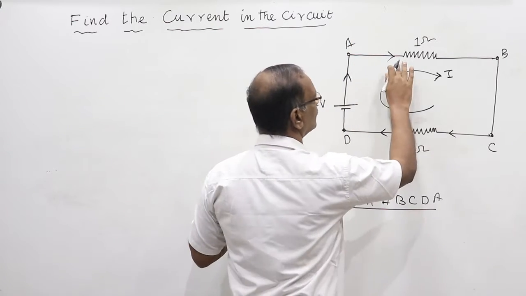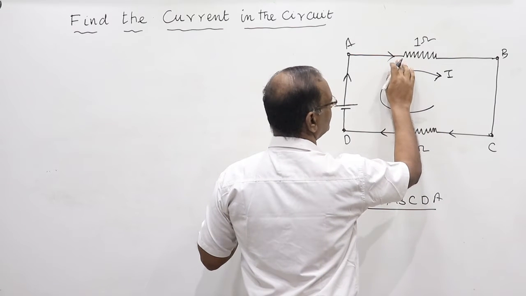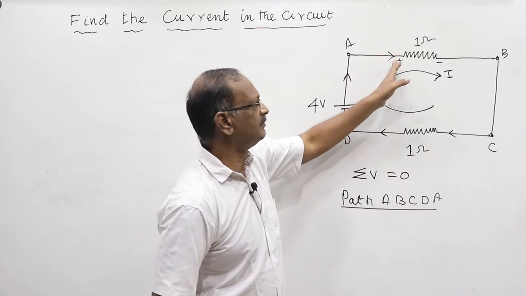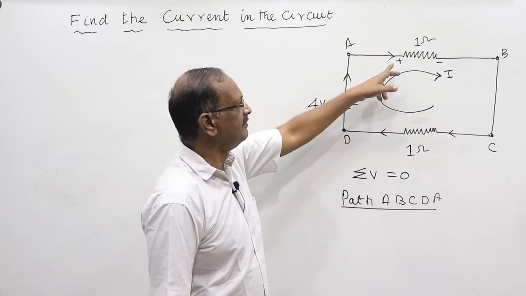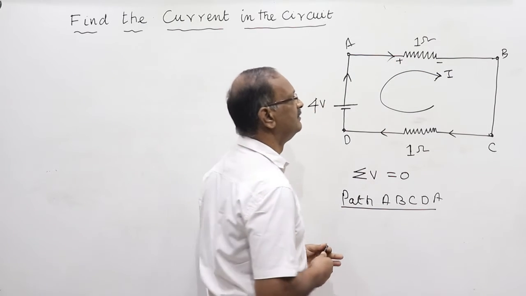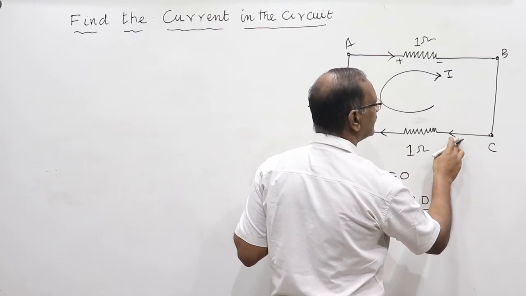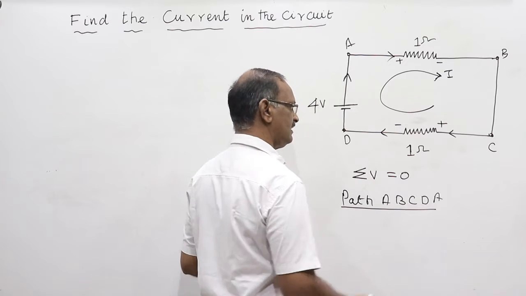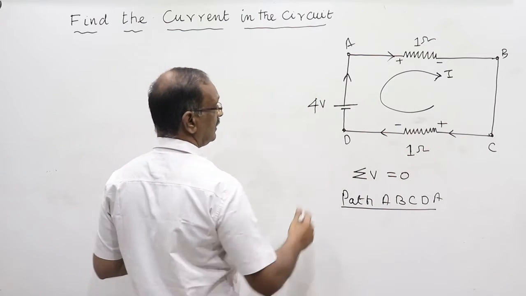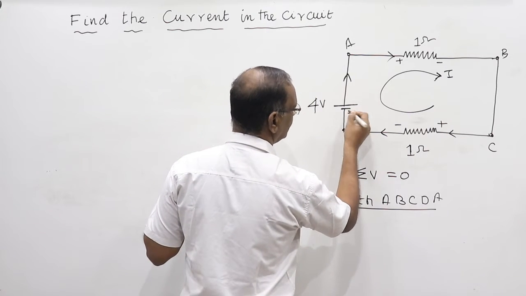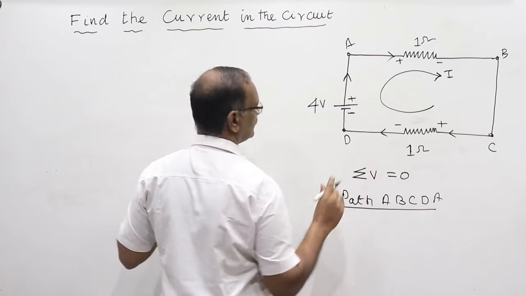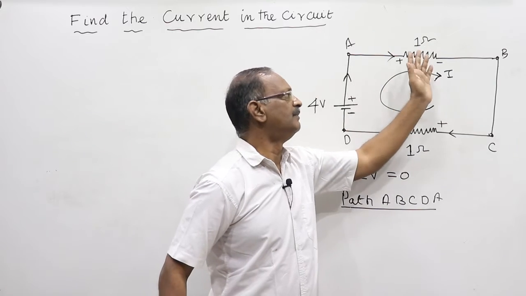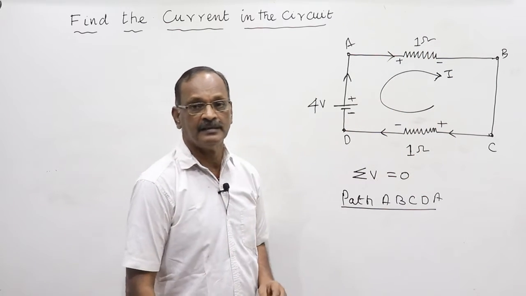Since current is flowing from here to here, this is at higher potential and this is at lower potential. Since current flows from higher potential to lower potential, higher potential is represented by positive sign. Now this battery has a negative side and a positive side. So we have to choose the path, and in that given path, we have to give the signs to the voltage sources.